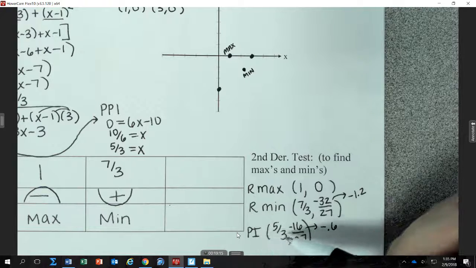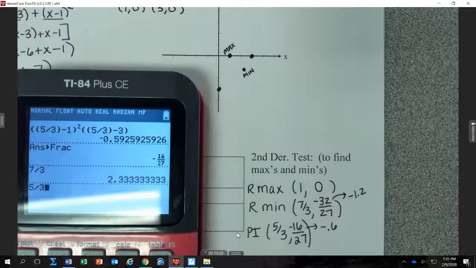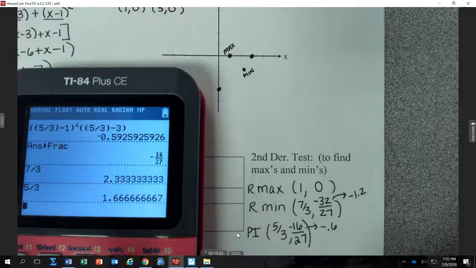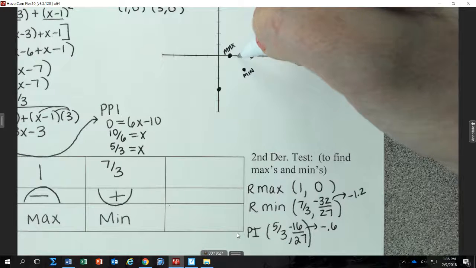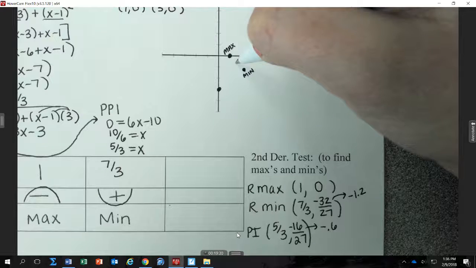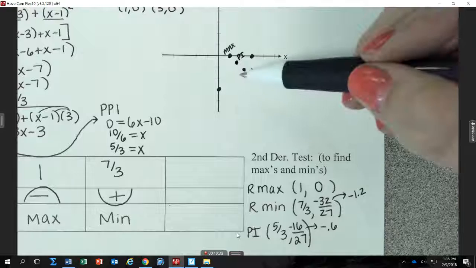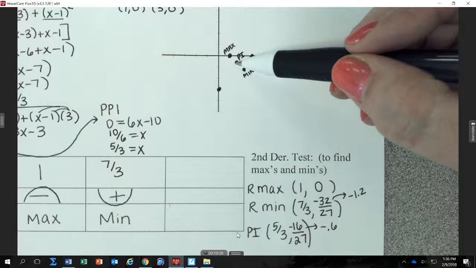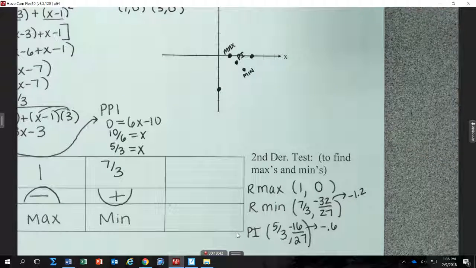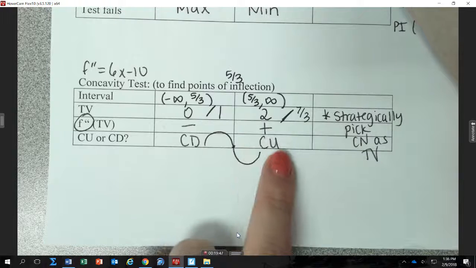And then my point of inflection is at 5/3, negative 0.6, right? 5/3 is 1.7 approximately. So I'm going to do 1.7 and then negative 0.6. So that's like right here. Okay, so that's my point of inflection. Okay, so on the left side of the point of inflection, what's the concavity? On the left side of the point of inflection, it should be concave down, right? And then on the right side of the point of inflection, it should be concave up.